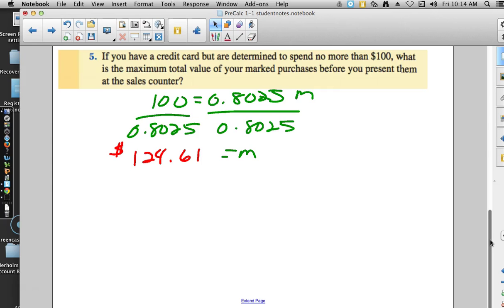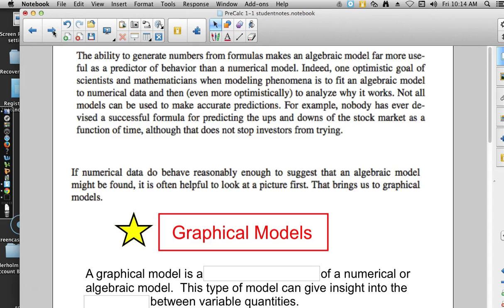So that, like it says, is designing an algebraic model, but one that maybe we don't need a calculator and all kinds of stats buttons for when we think about it. So a lot of blah, blah, blah here. It says, the ability to generate numbers from formulas makes an algebraic model far more useful as a predictor of behavior than a numerical model. So if you want to know something about, 5 years from now, what will natural gas prices be? You'd like to have an equation. That'll make it nice and easy.